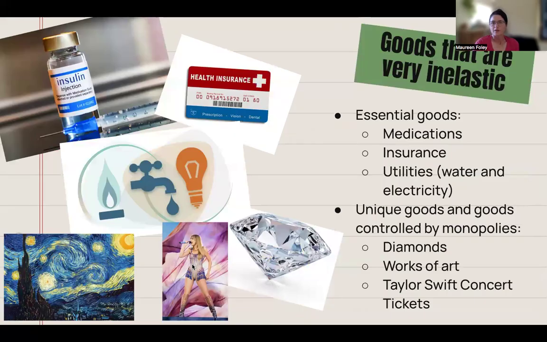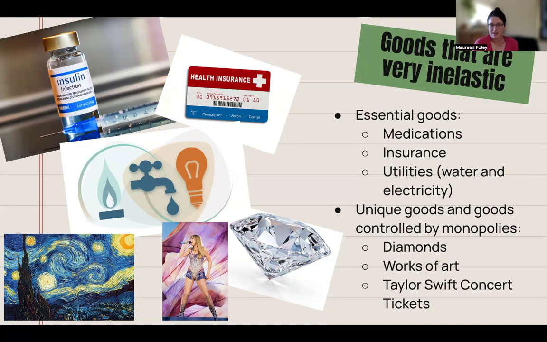All right, goods that are very inelastic. These are things that even when there are big swings in price or big swings in consumers' income, consumers' consumption of these items doesn't really change that much. So essential goods are a good example of this.